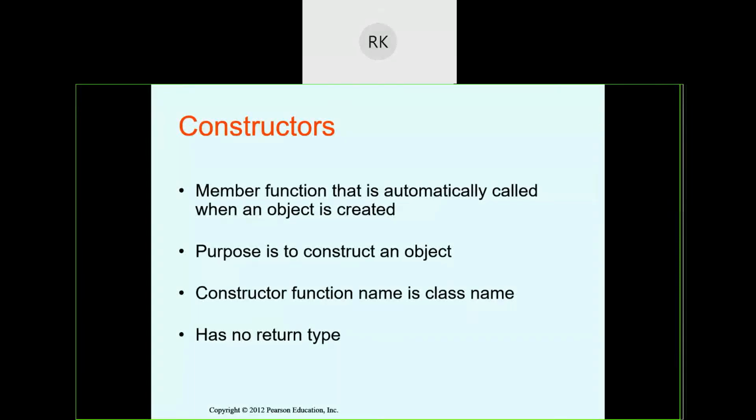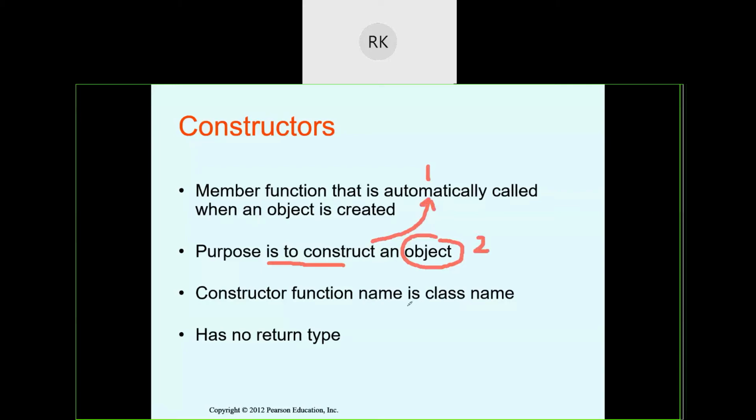A constructor is a special function which has these properties. First property, that it will be called automatically. Second property, that the purpose of this function is to create the object. It means that when the object is created, then the function will be called automatically. This is the second property of a constructor.